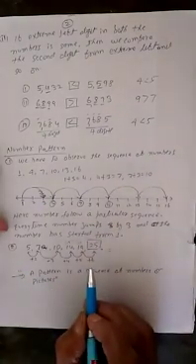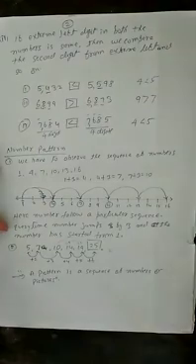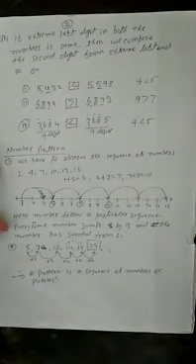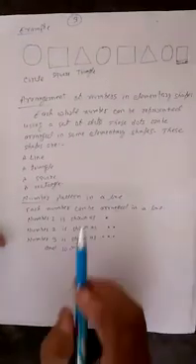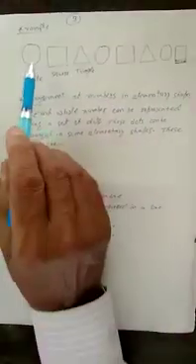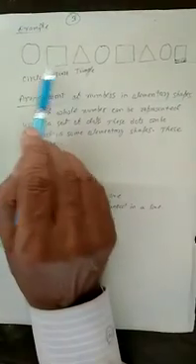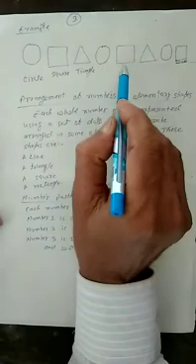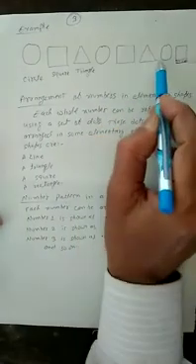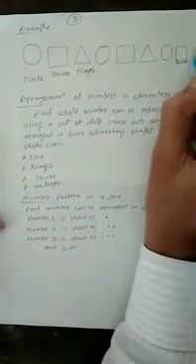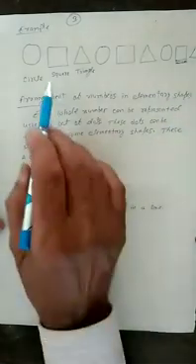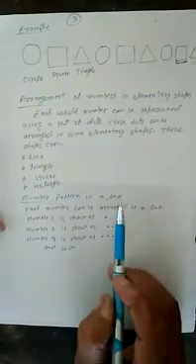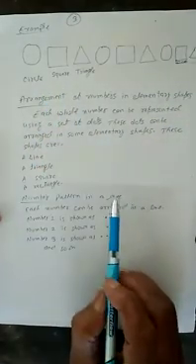This pattern is not found only in numbers. It is found in pictures also. In pictures, what do we see here? The first picture is a circle, then a square, then a triangle. Again a circle, a square and a triangle. Again a circle, a square, and here we have to write a triangle. Pictures are arranged in a particular pattern.